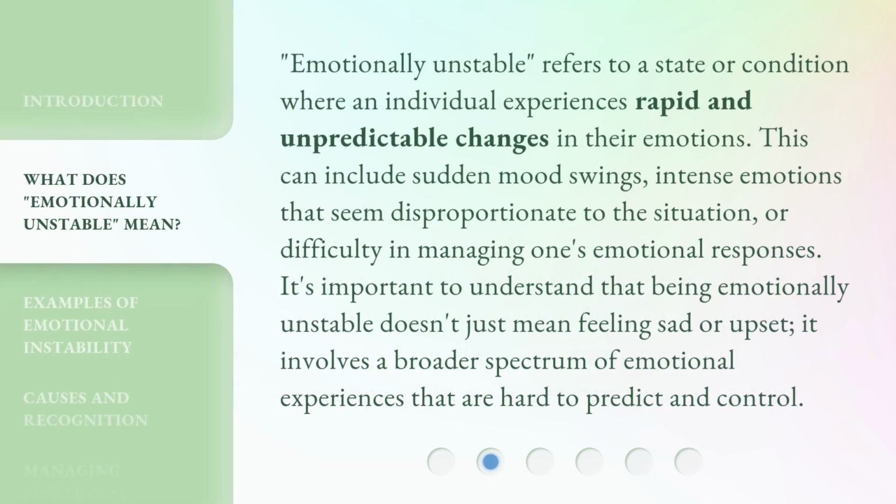Emotionally unstable refers to a state or condition where an individual experiences rapid and unpredictable changes in their emotions. This can include sudden mood swings, intense emotions that seem disproportionate to the situation, or difficulty in managing one's emotional responses. It's important to understand that being emotionally unstable doesn't just mean feeling sad or upset. It involves a broader spectrum of emotional experiences that are hard to predict and control.